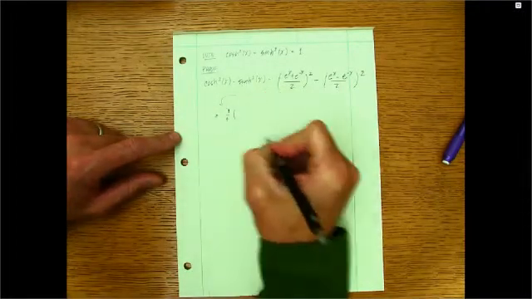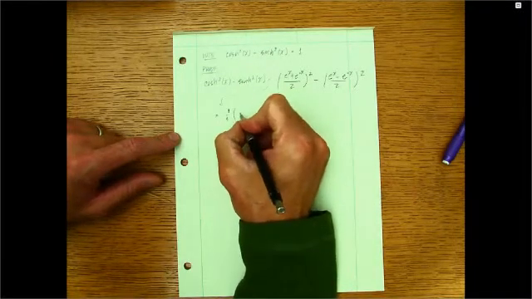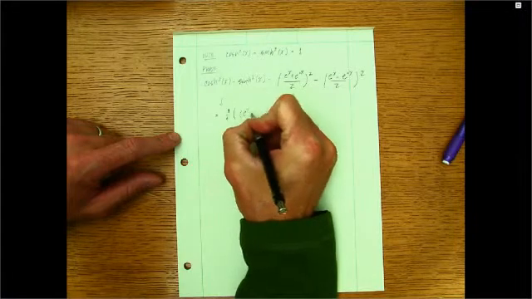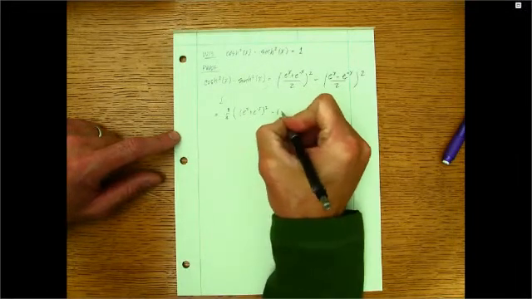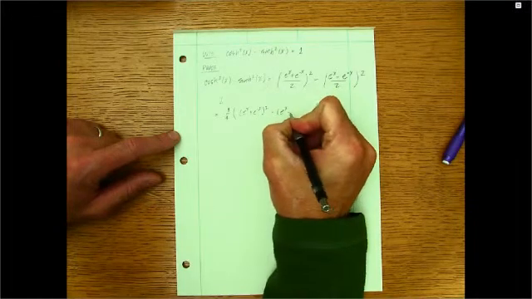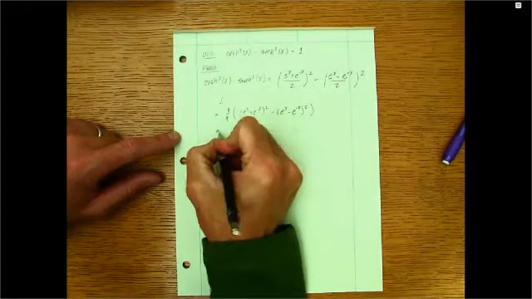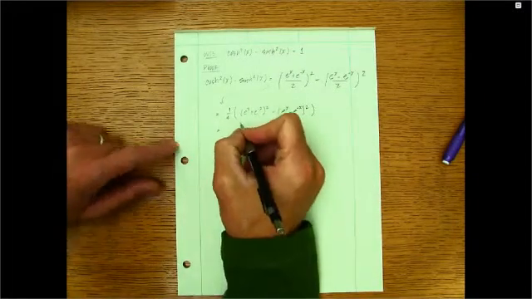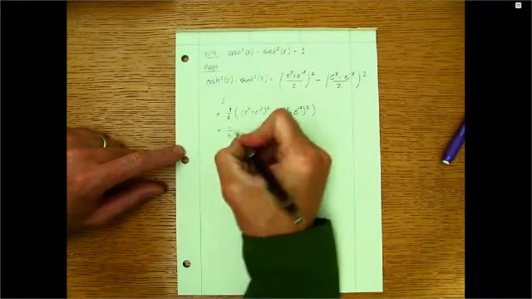So I'll put that out in front, and what that leaves inside then is something that looks like 1/4 times e to the x plus e to the negative x quantity squared minus e to the x minus e to the negative x quantity squared. Squaring out those two binomials is going to give us a whole bunch of terms, but let's go ahead and do that now.